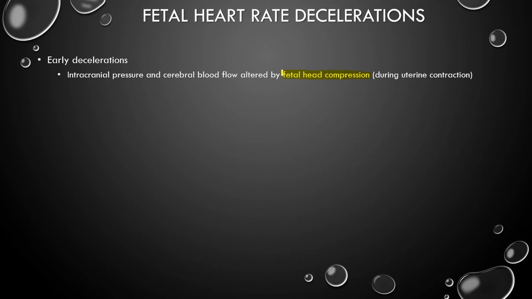So when the head of the fetus is compressed, usually inside of the uterus, you're going to have a decrease in cerebral blood flow because of an increased intracranial pressure. So when you squeeze the head, you're increasing resistance on the intracranial vessels, leading to a decrease in cerebral blood flow. This will happen during uterine contractions during labor and delivery.